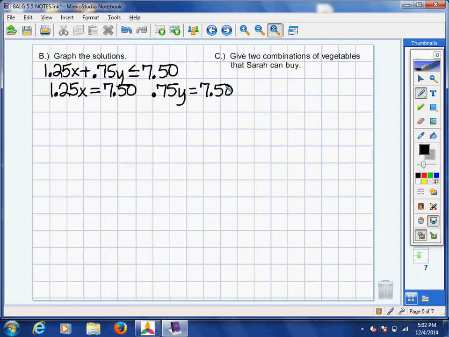So let's divide $7.50. Let's divide that by $1.25. So I've got x equals 6. And then let's take $7.50 and divide that by 0.75. And that's going to give me y is 10.